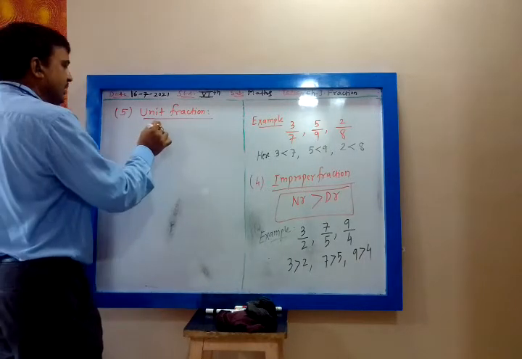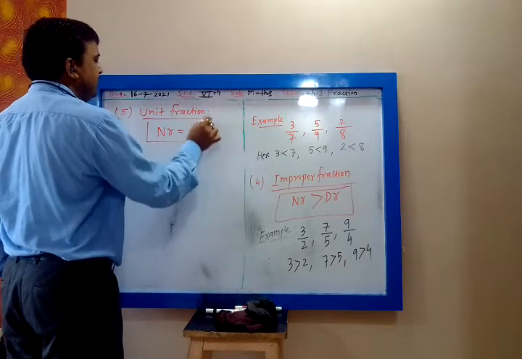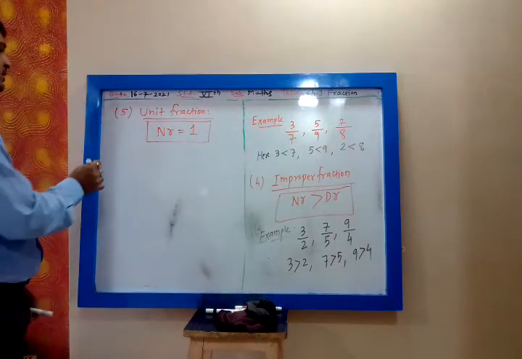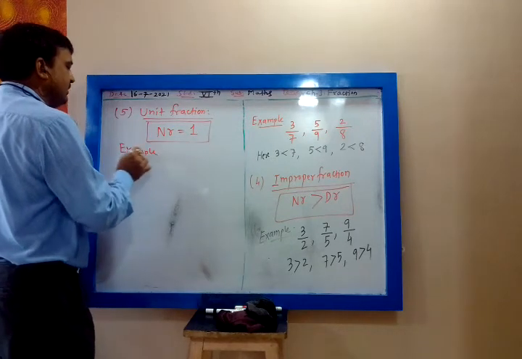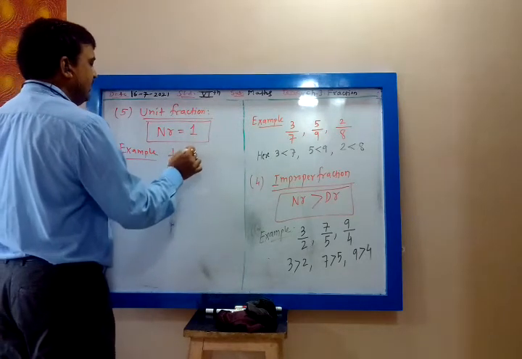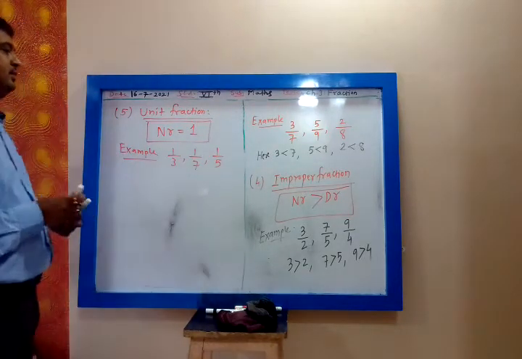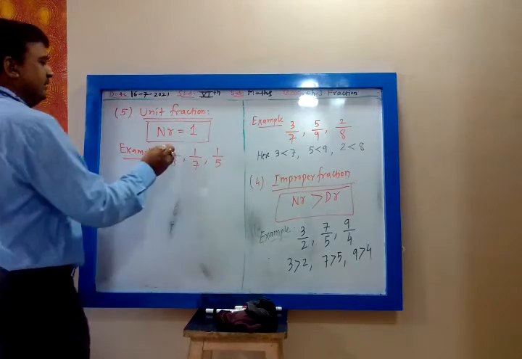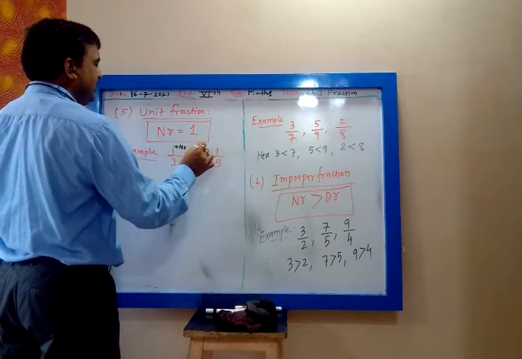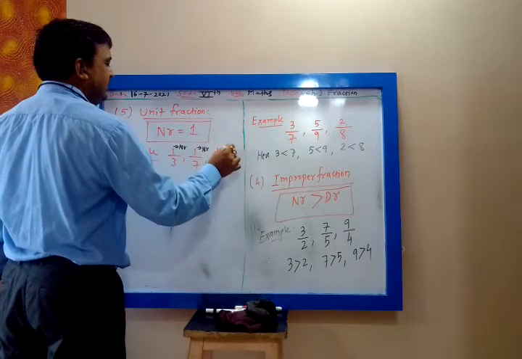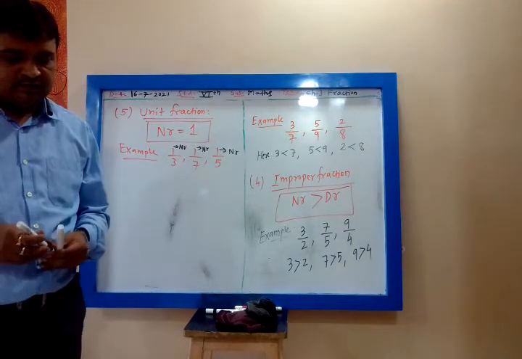Now, unit fraction: the numerator is always 1. In a unit fraction, the numerator is always equal to 1. For example, 1 upon 3, 1 upon 7, 1 upon 5 are all unit fractions, because the numerator is 1. So whenever the numerator is 1, the fraction is a unit fraction.